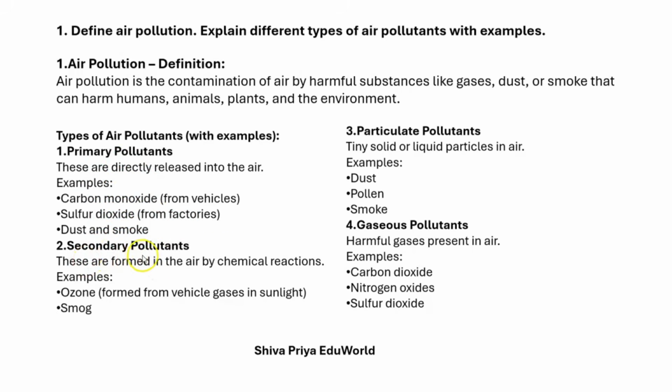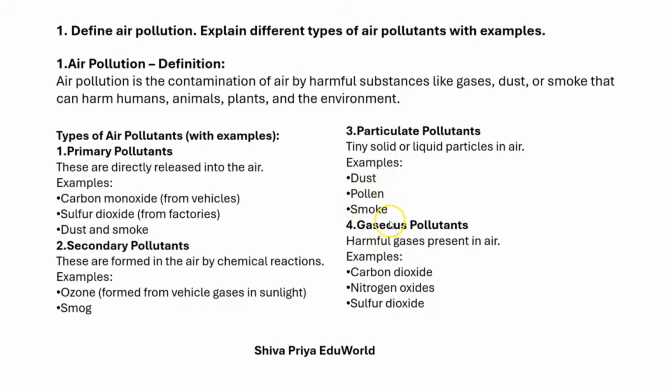And the secondary pollutants are formed in the air by chemical reactions. By certain chemical reactions, the pollutants are released. That is secondary pollutants. For example, ozone, which is formed from vehicle gases in sunlight. Clear? And smog. The third one is particulate pollutants, which means the tiny solid or liquid particles present in the air. For example, dust, pollen, smoke, anything which is present in the air. These are the particulate pollutants.